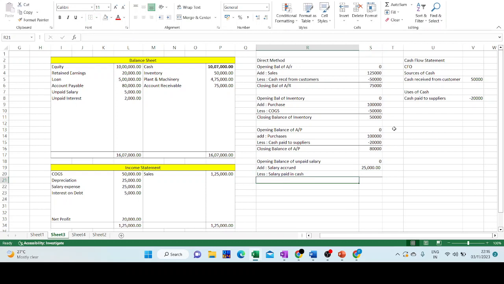So any salary that has accrued would increase your balances of unpaid salary, and any salary you pay in cash would reduce the balances of your unpaid salary. Closing balance of unpaid salary is 5,000. So what is the salary paid in cash, guys? 25 minus 5 is 20. So that is my missing figure. So salary paid in cash, how much? 20.